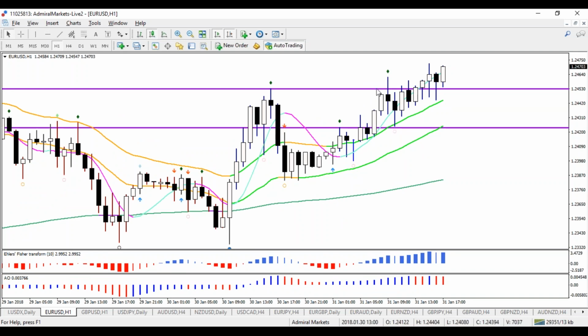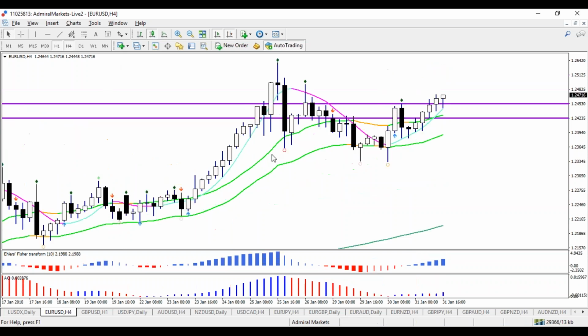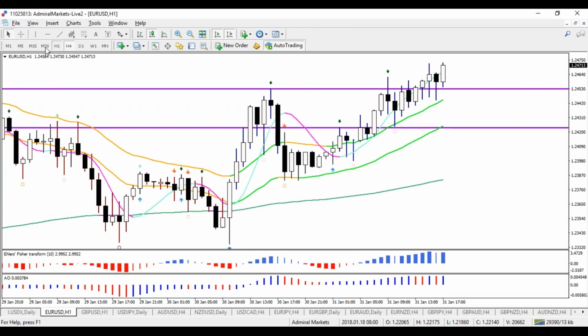We have a break of these resistance fractals. Those fractals have green diamonds, and that should indicate uptrend continuation. We have a 4-hour candle breaking above that green diamond. So I think that there should be a continuation higher.